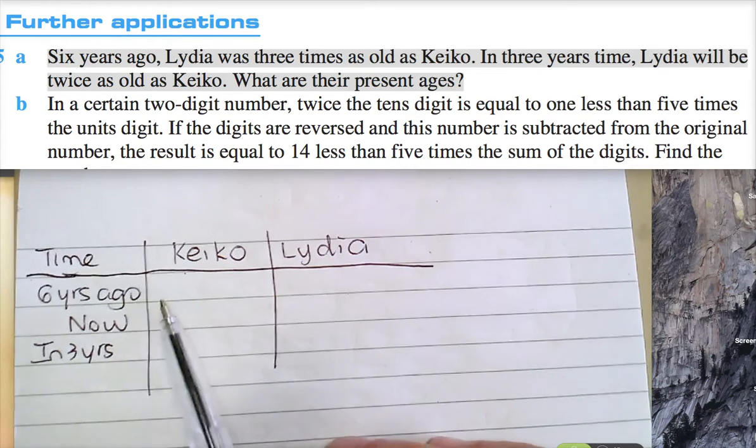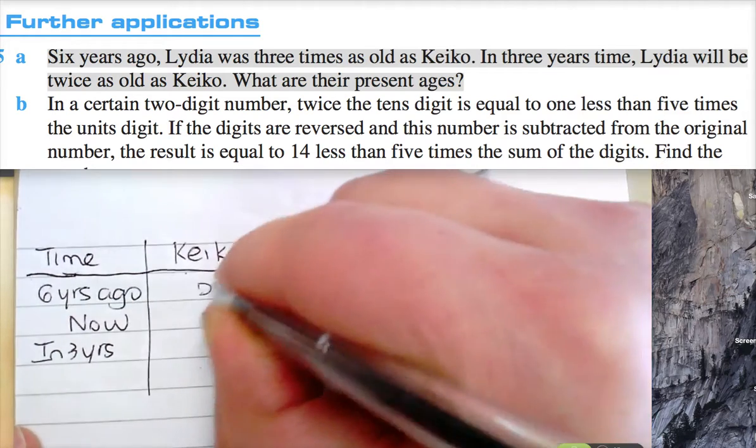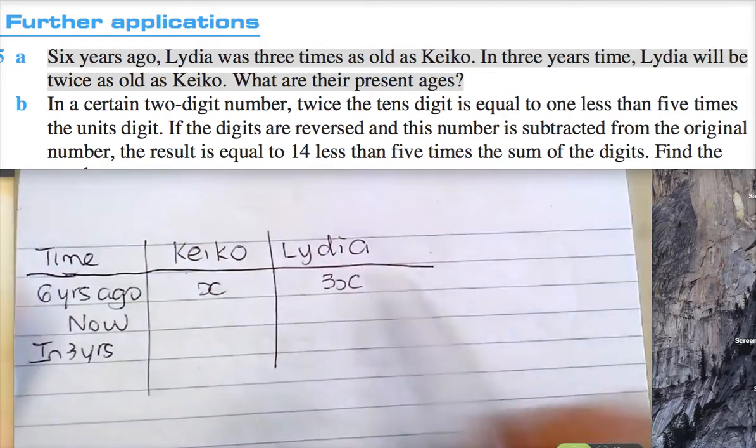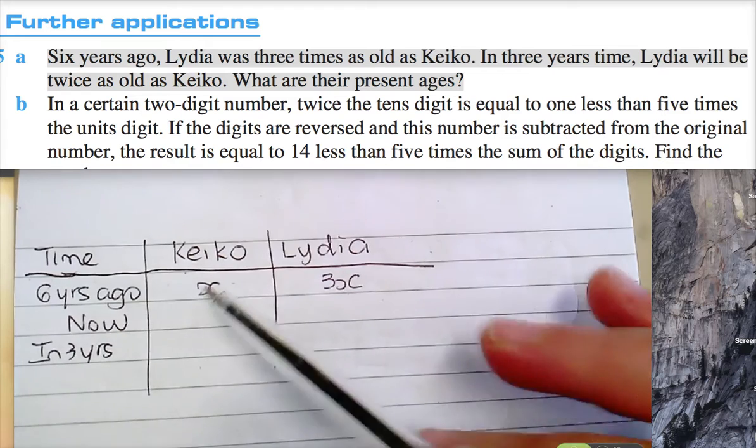I'm going to start with 6 years ago. So 6 years ago, Lydia was 3 times as old as Kiko. So what should I let Kiko be? X. And what should Lydia be? 3x. Good. Now, if that was 6 years ago, someone was X and this person was 3X.